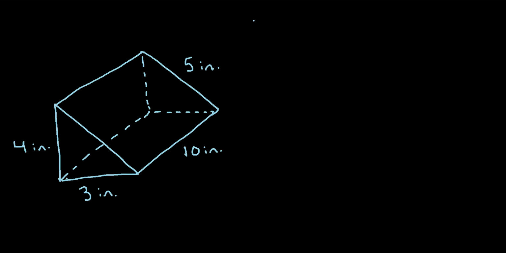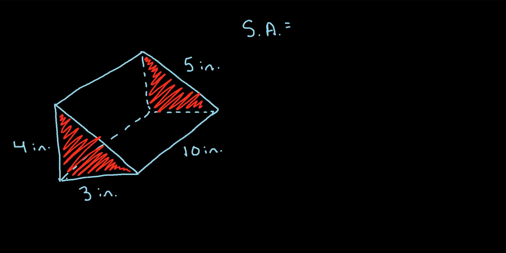Well, let's write a little formula. Let's say surface area, I'll abbreviate it as SA, is equal to, the first thing that we need to find is the surface area of this front triangle right here. And what you'll notice about a triangular prism is that this front triangle will be identical to this back triangle right here. So all we have to do is find the area of one of these triangles and then multiply it by 2 to get the area of both triangles. So how can we do that?